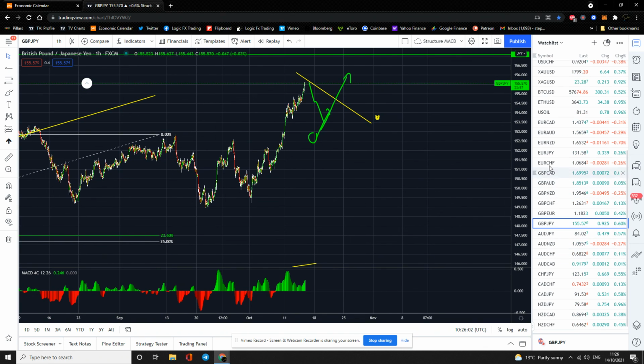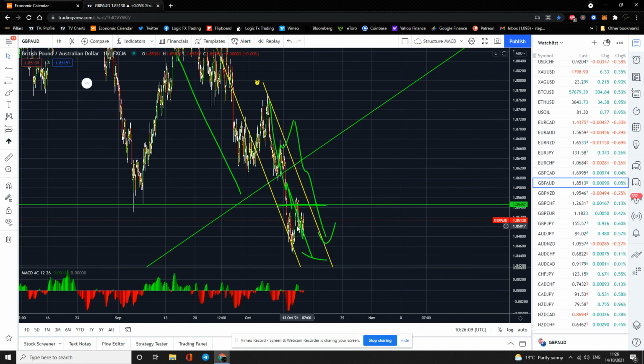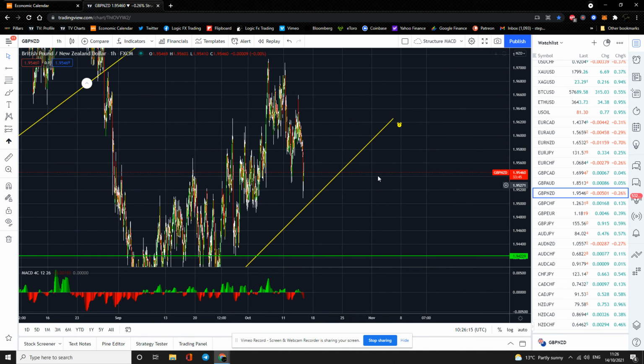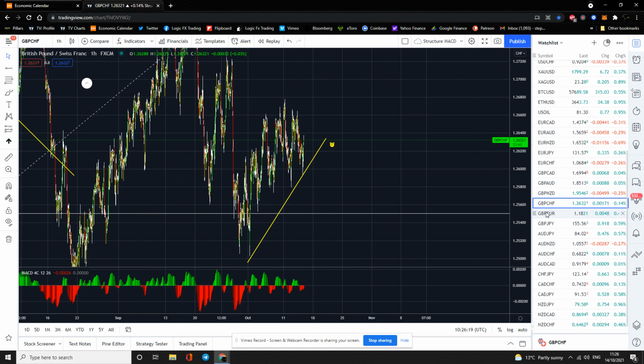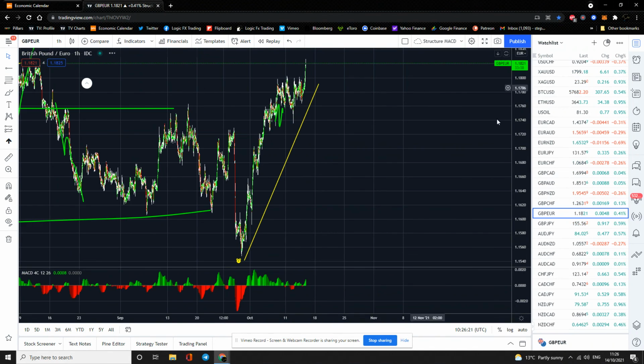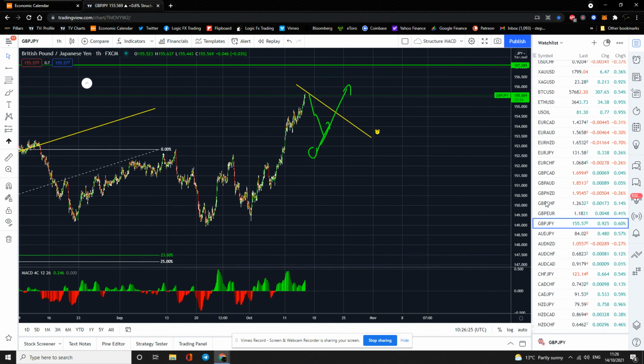But that's interesting. Pound CAD, well, I suppose it did strengthen against that. It's just the New Zealand that it weakened against. Strengthened against the Swiss. Strengthened against the Euro. Strengthened against the Yen.